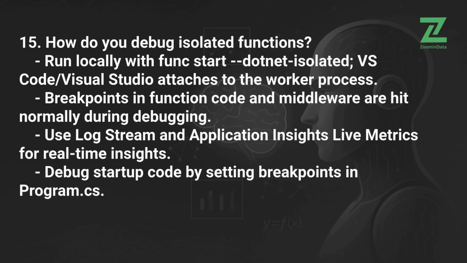15. How do you debug isolated functions? Run locally with func start, .NET isolated. VS Code and Visual Studio attach to the worker process. Breakpoints in function code and middleware are hit normally during debugging. Use Log Stream and Application Insights Live Metrics for real-time insights. Debug startup code by setting breakpoints in Program.cs.